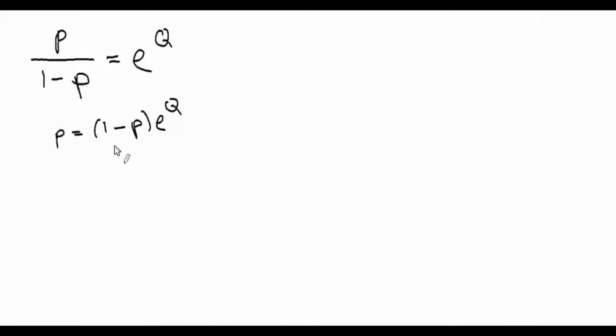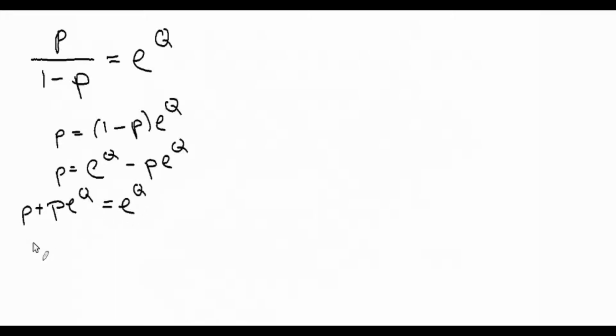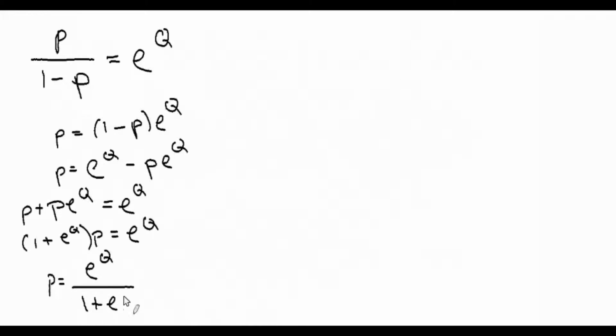Now, let's distribute e to the Q through on the right-hand side, so we have P is equal to e to the Q minus P e to the Q. Bring P e to the Q to the left-hand side, so we have P plus P e to the Q is equal to e to the Q. Now let's write this slightly differently as 1 plus e to the Q times P, that's just factoring out P, is equal to e to the Q. So dividing through by 1 plus e to the Q gives us P is equal to e to the Q over 1 plus e to the Q.